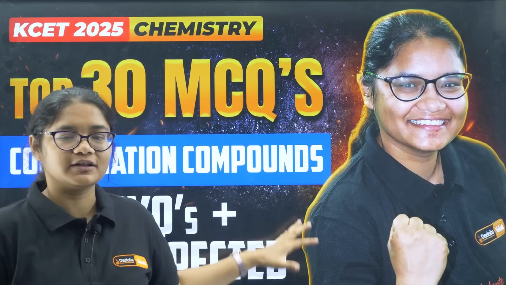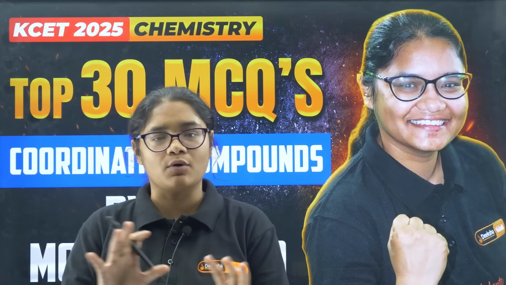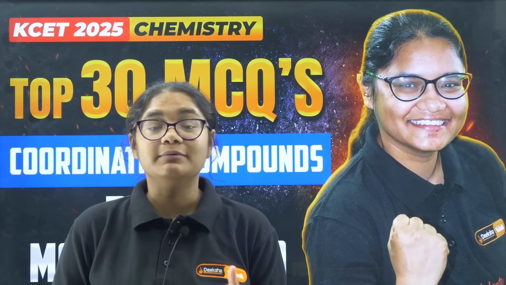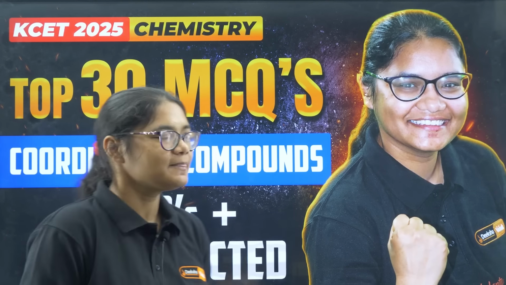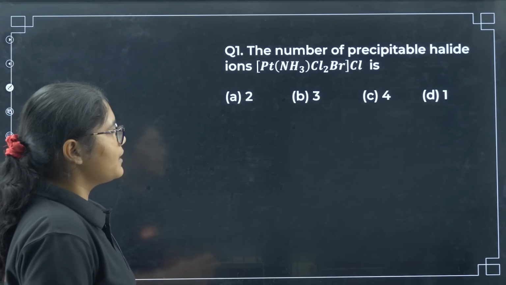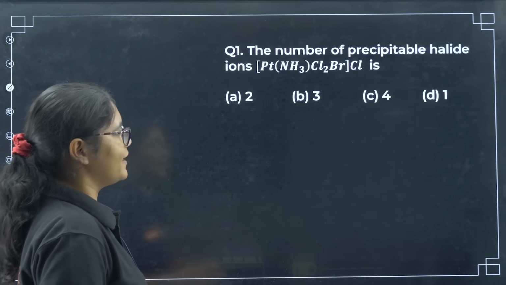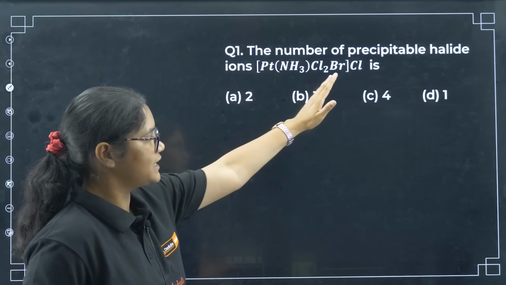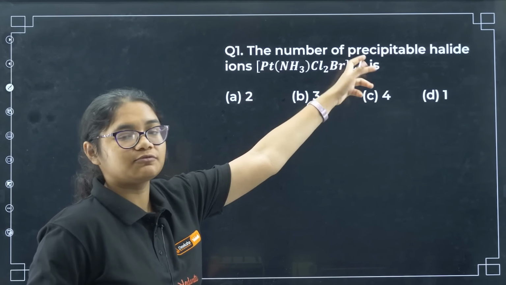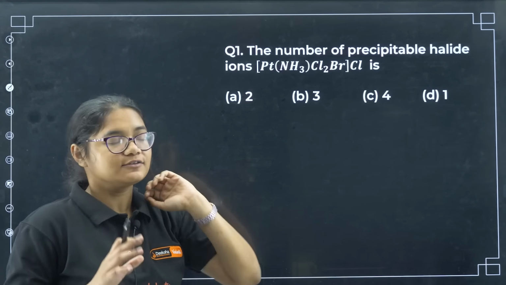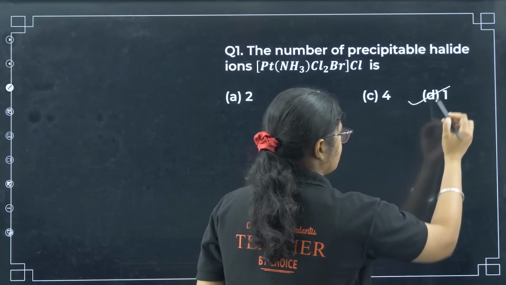If you do these 30 questions, then you'll have a rough idea about all the questions that will be asked, and I'm very sure that you will be able to solve those questions as well. Let's move forward with the first question: the number of precipitable halide ions. Precipitable halide ions means those ions which are present outside the complex, which can be used for precipitation reaction. You have one chlorine atom here, so the answer will be option D.